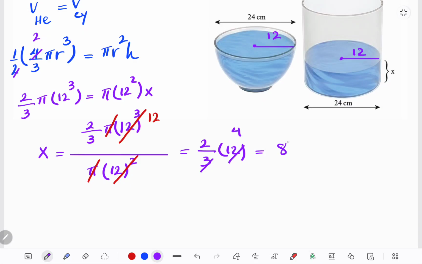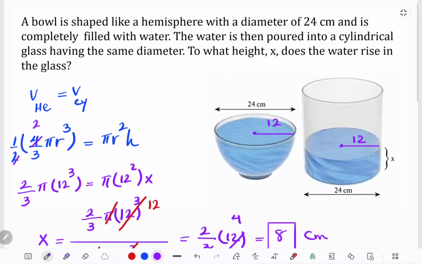And the answer is 8 centimeters, the height of the water here, which means that the water rises 8 centimeters in this glass.